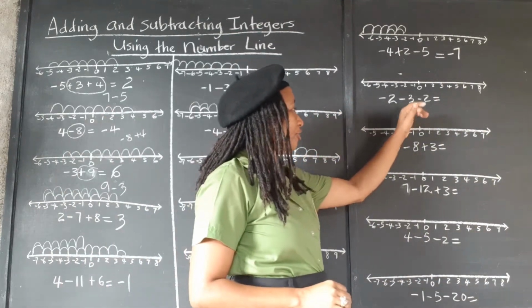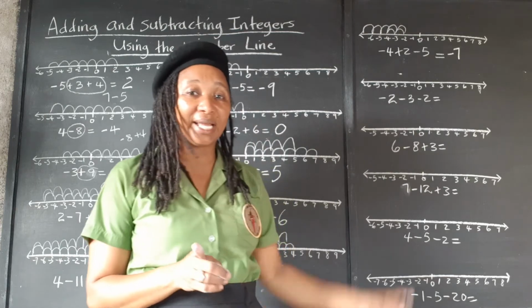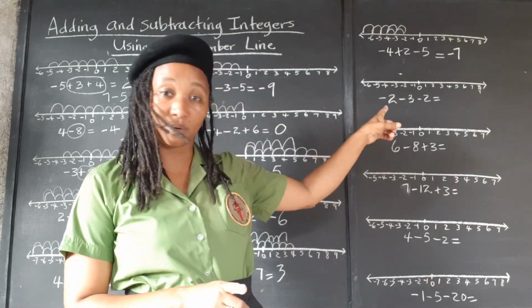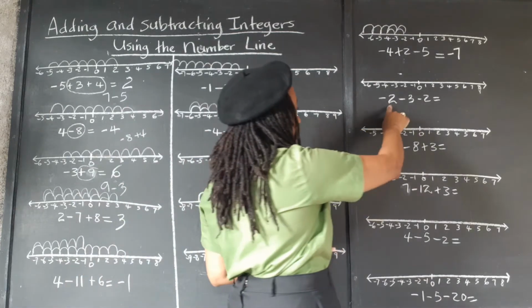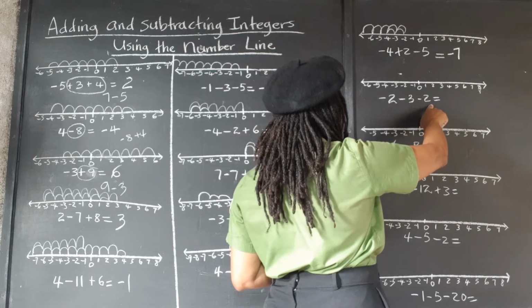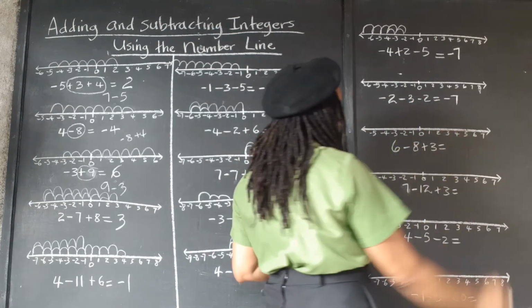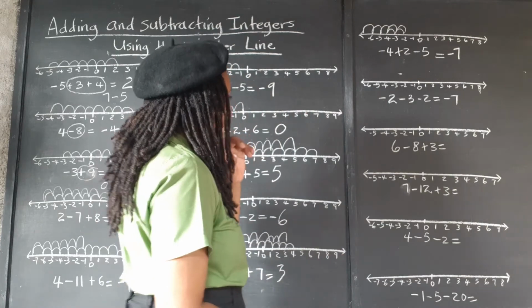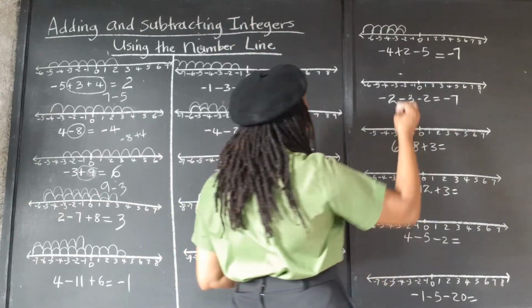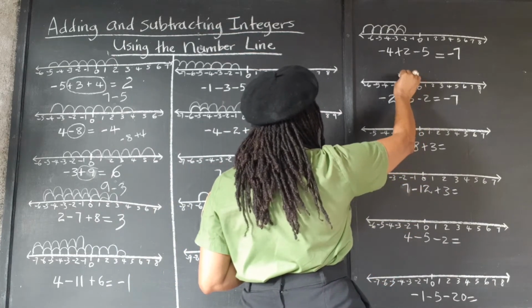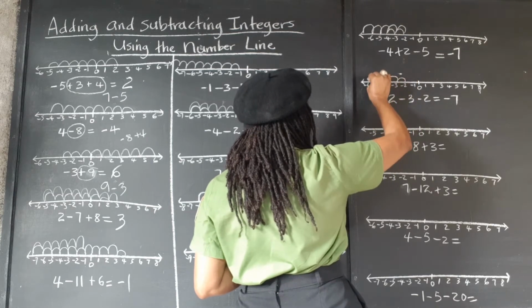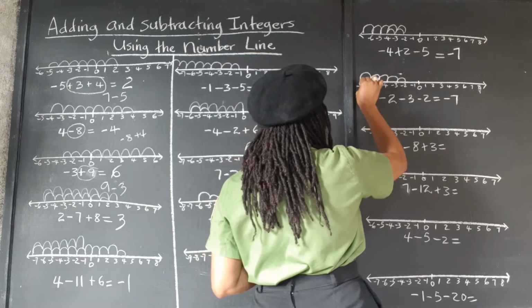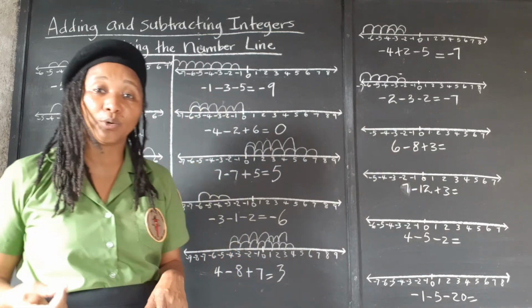Negative 2 minus 3 minus 2. Tell me quickly what that is. You know the pattern for that one. What is it? 2 plus 3, 5 plus 2, 7. Negative 7. Let's test it out to see if this pattern holds true. Starting at negative 2, 3 places to the left, then 2 more places, negative 7. So the pattern holds true.